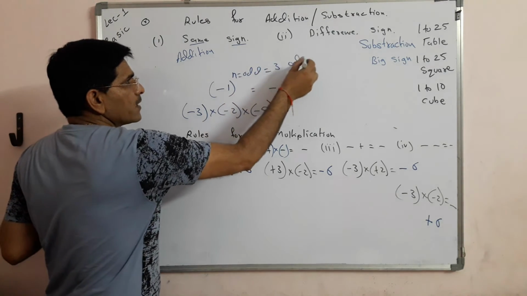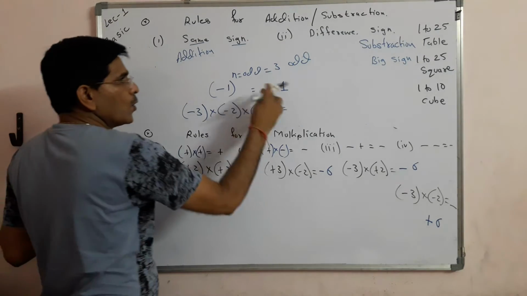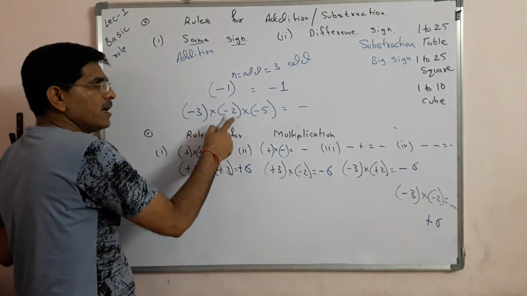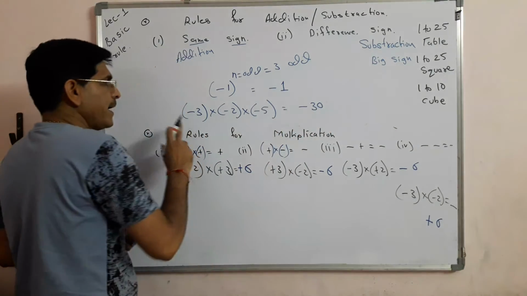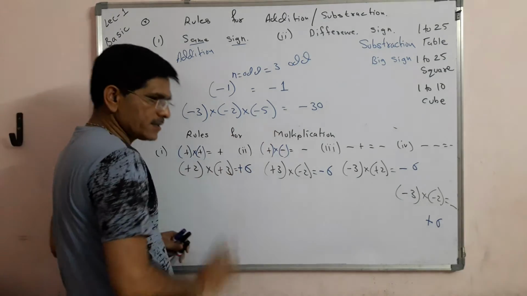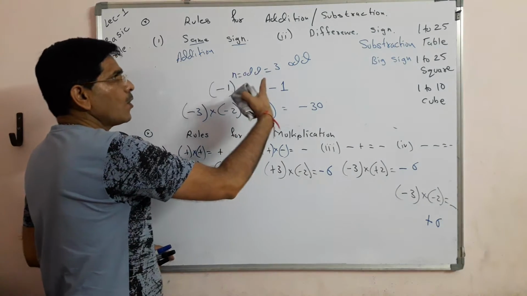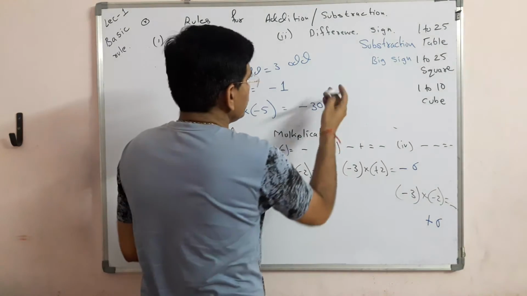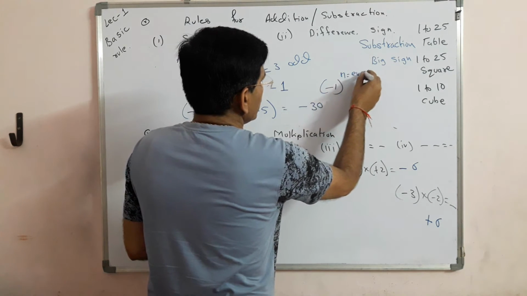That is an odd number. When n is odd, meaning the negative sign is there 3 times, always write the answer in negative. So 3 times 2 is 6, 6 times 5 is 30. Clear? Minus 3 into minus 2 into minus 5 is minus 30. So again, when n is odd, we have to write the negative sign. Now n is equal to even.